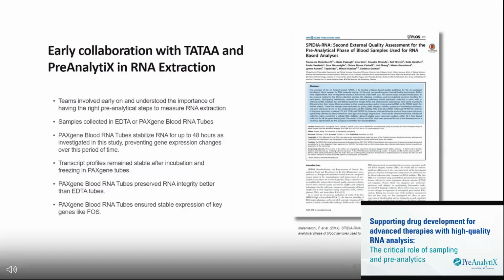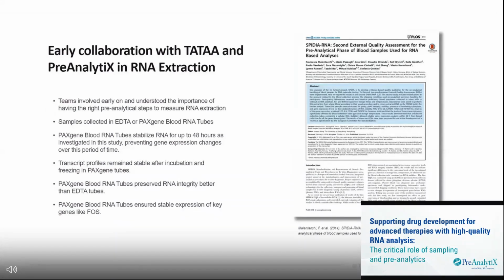Something we understood early on is that what happens before analysis, which is the pre-analytic phase, has a huge impact on the results. We at Tata were early to recognize this. The publication on the right was an initiative together with Media already a decade ago. It highlighted the importance of best practices, which developed into an international guideline for molecular diagnostics.